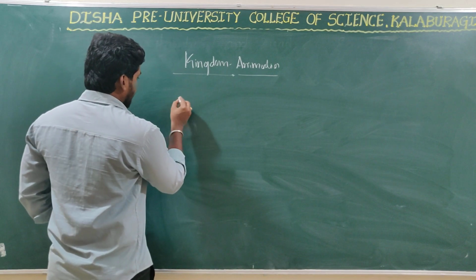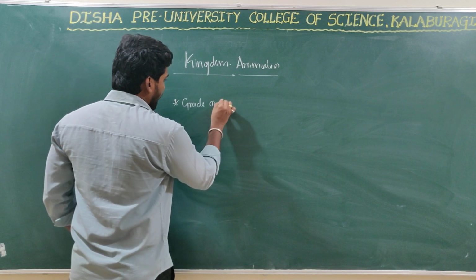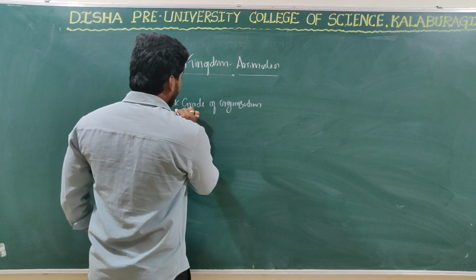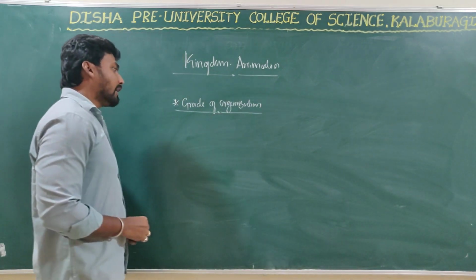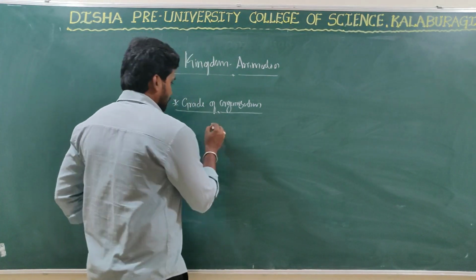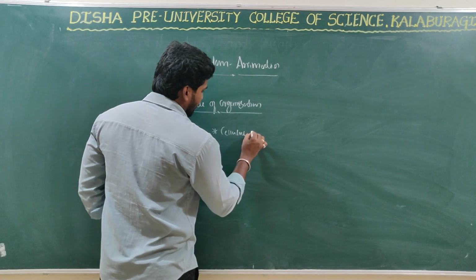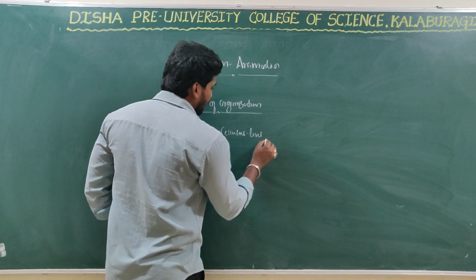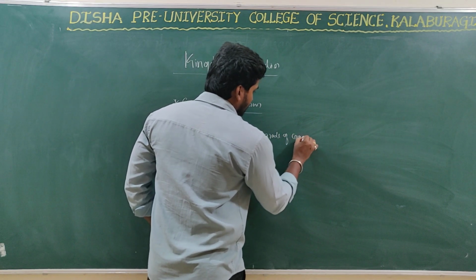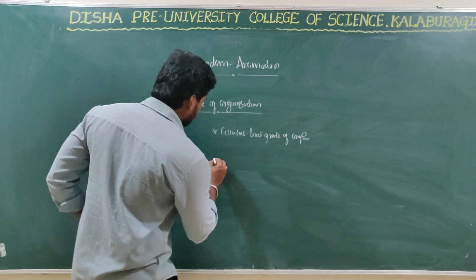That is the next classification, grade of organization. Here we are categorizing the grade of organization into three different types. That is cellular level grade of organization. This is the first level grade of organization.